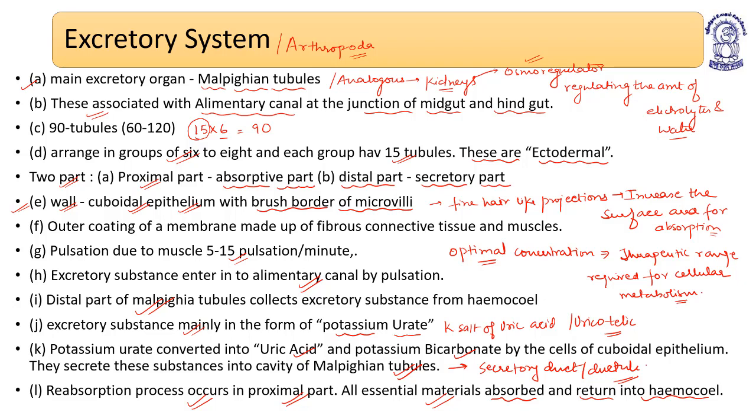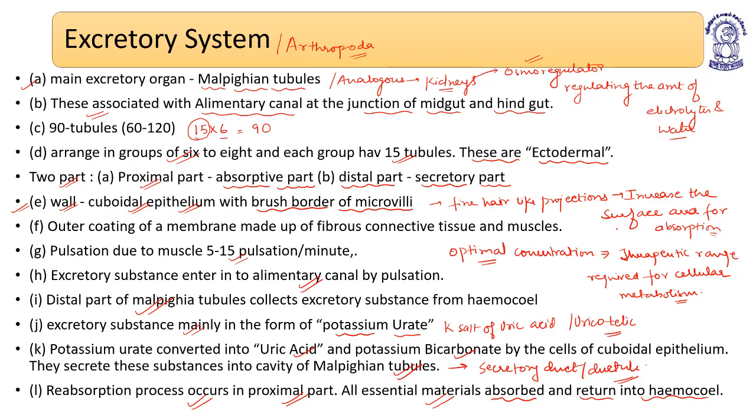This is an introduction to the excretory system, and these are the points you have to remember. First is the Malpighian tubule. It is the main excretory organ, which functions analogously to the kidney. It is an osmoregulatory organ. The alimentary canal is joined to the Malpighian tubules at the junction of midgut and hindgut. There are around 90 tubules arranged in 6 bundles of 15, and they are ectodermal in origin.